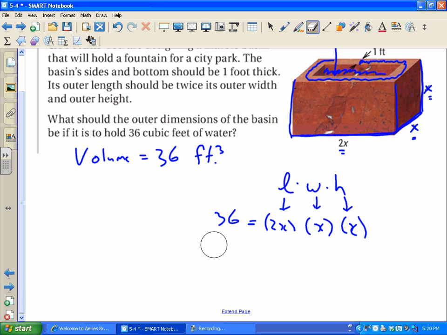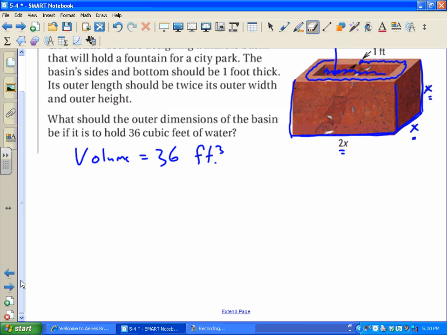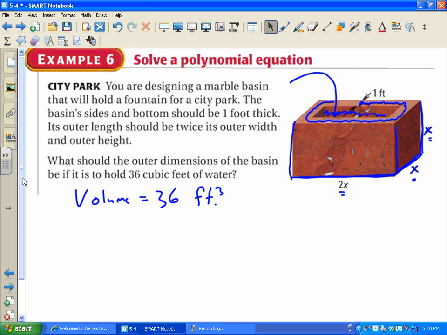Unfortunately, my water is getting dumped on the inside. So my volume of water is here. That's 36 cubic feet. Well, my volume only goes that far. I haven't accounted for that thickness. So what I want to do is take into account that thickness.